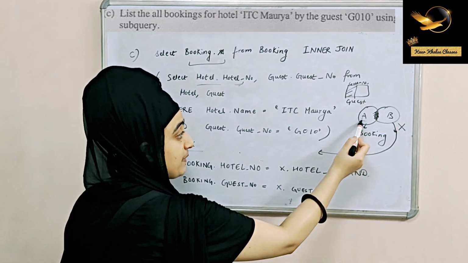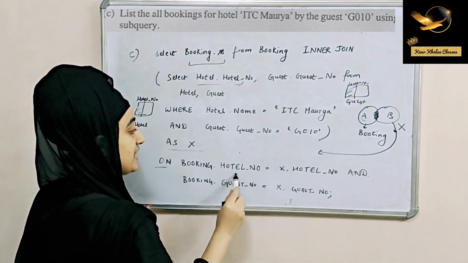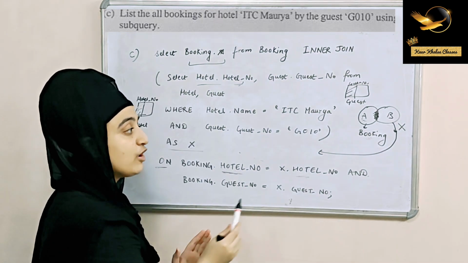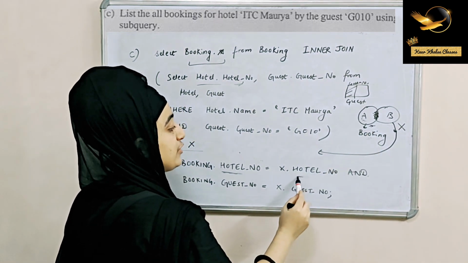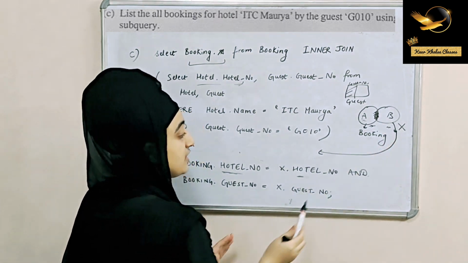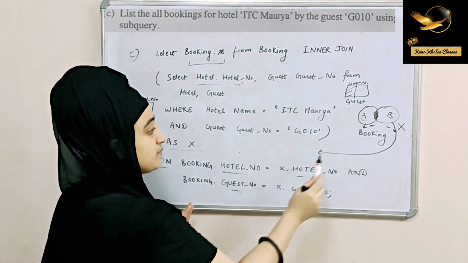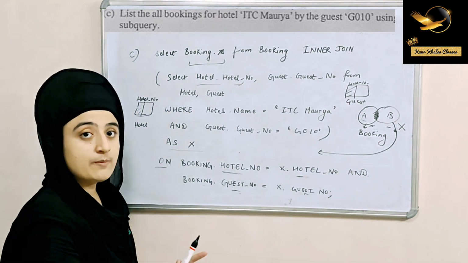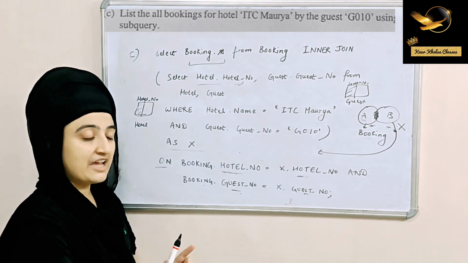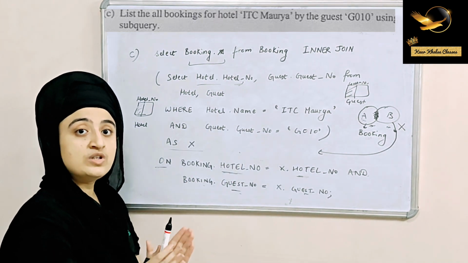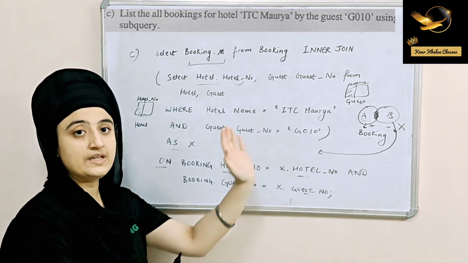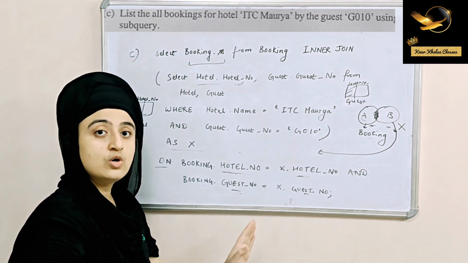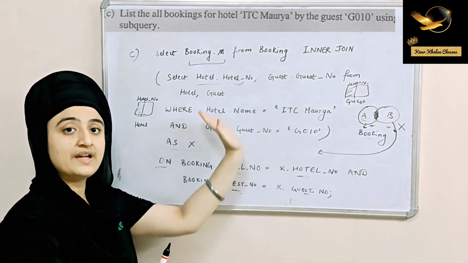So here we are applying the condition on booking dot hotel number is equal to X dot hotel number, wherever the hotel number of this A part will be equal to the hotel number of B part, and the guest number of this A part will be equal to the guest number of this B part. There we have to apply this query. Wherever this condition is satisfied, only on that part we have to apply this complete query. So firstly, this condition should be satisfied. Wherever this condition is true, only on that part this whole query will get applied.